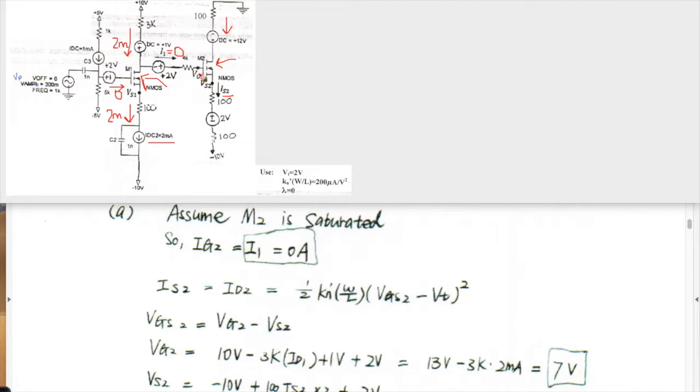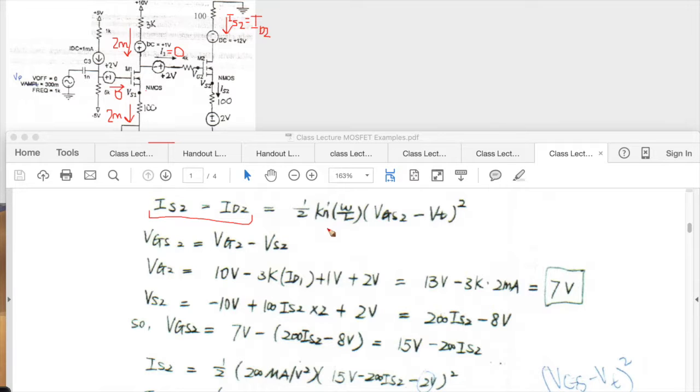So we're going to start with the solution for this current, which we don't know, and we can call it IS2 or ID2, either one. So they are equal. IS2 does equal ID2. So by setting these equal to each other, we also know the equation for a saturated transistor, which is this equation.